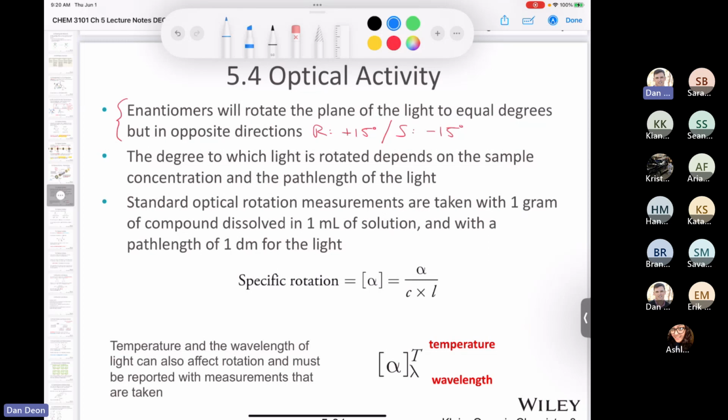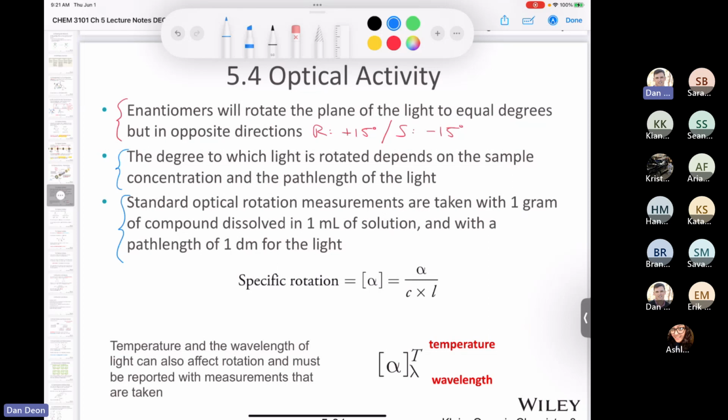The second point says the degree to which the light is rotated in the sample depends on the concentration and path length. And then it says the standard optical rotation measurements occur with 1 gram of compound dissolved in 1 ml of solution with a path length of 10 centimeters for the light. Look, you don't need to know anything about those 2 points there. I'm not going to ask you anything about that.